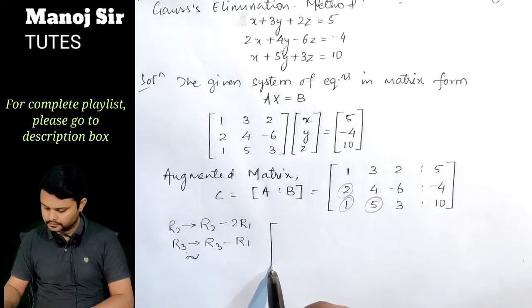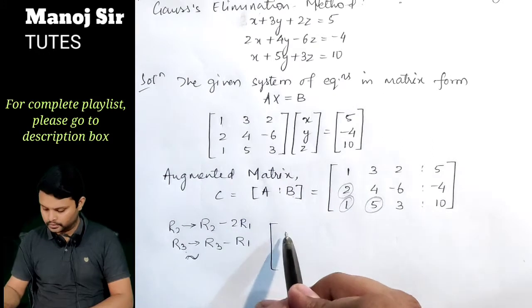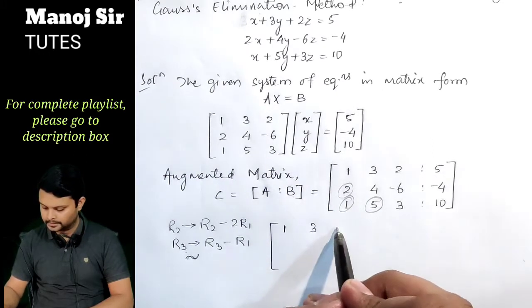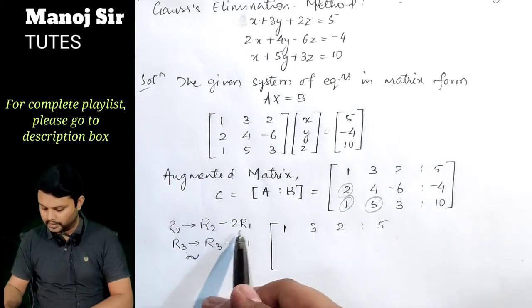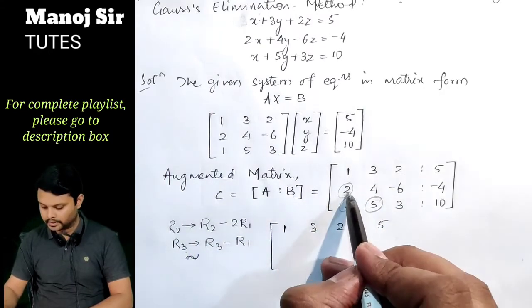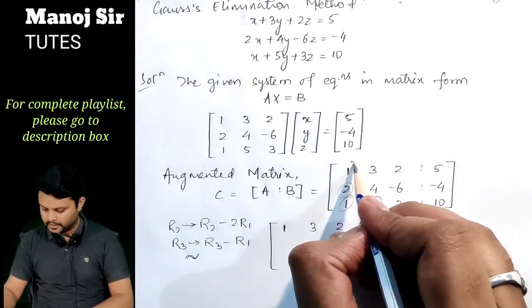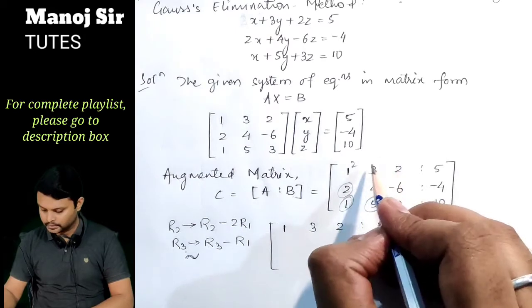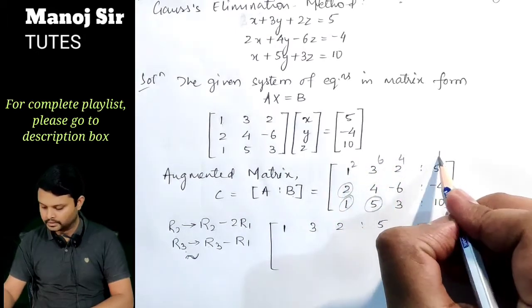So first, there is no change in the first row, so simply write this as it is. Now we have to multiply the first row with 2. Then we have to subtract this with this. So use the pencil and multiply the first row with 2. That is, this will become 2, this will become 6, this will become 4, and this will become 10.